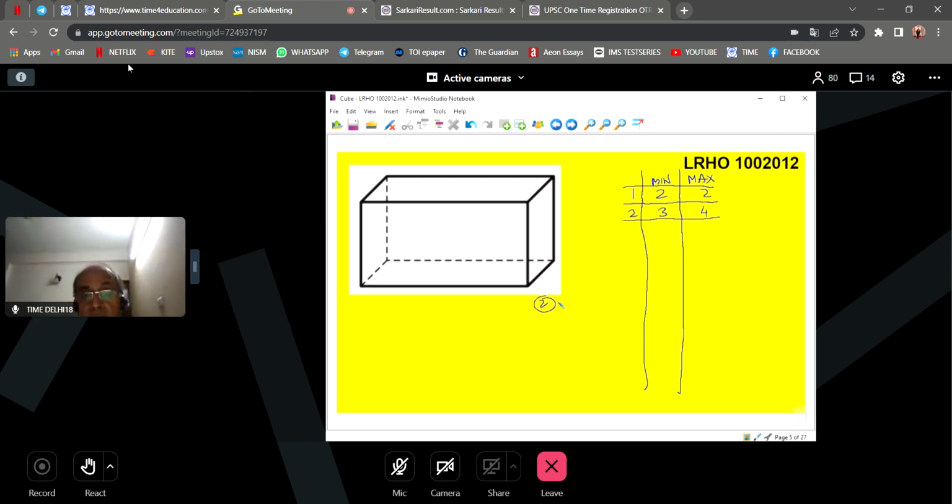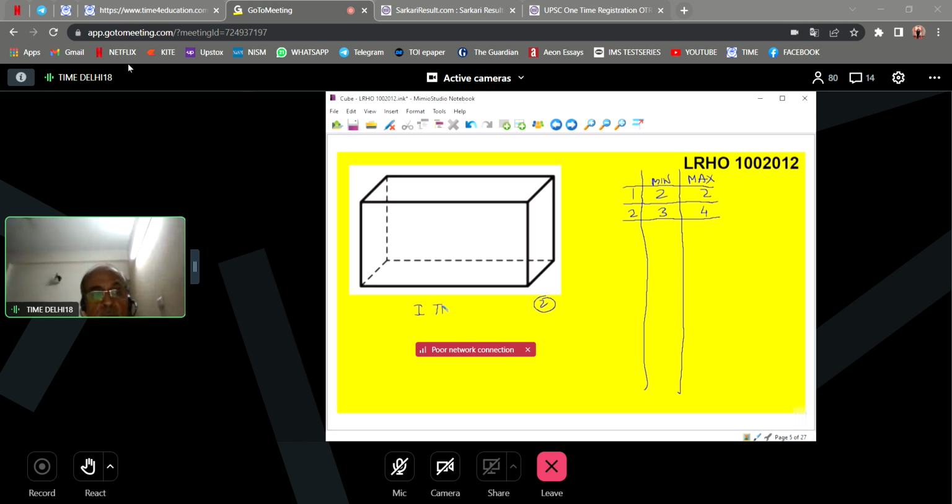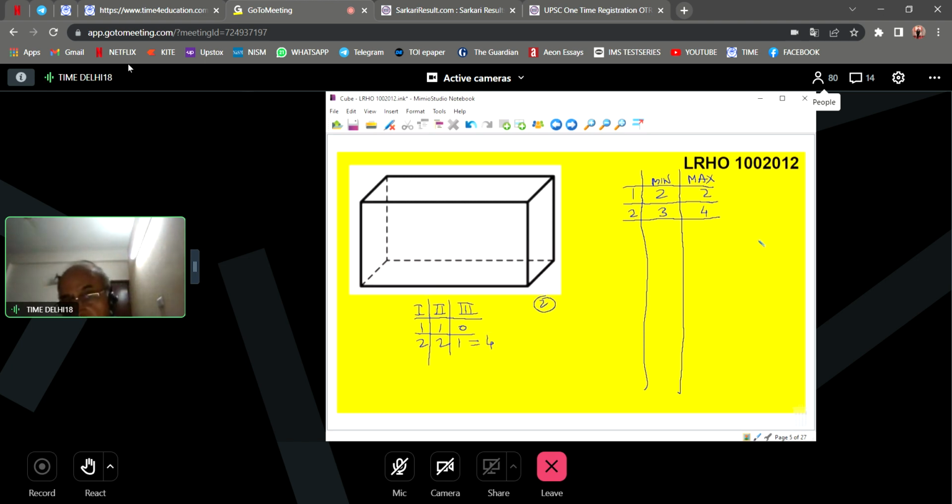I said, for getting maximum number of pieces, I'll try to apply all the cuts equally in as many directions as possible. कितनी directions हैं? 3 directions हैं. 1, 2, 3. कितने directions में मैं 2 cuts लगा सकता हूं? 2 directions में ही लगा सकता हूं. एक इसमें 0. How many pieces I'll get here? I'll get 2 pieces here, 2 here, 1 here. Total how many pieces I'll get?